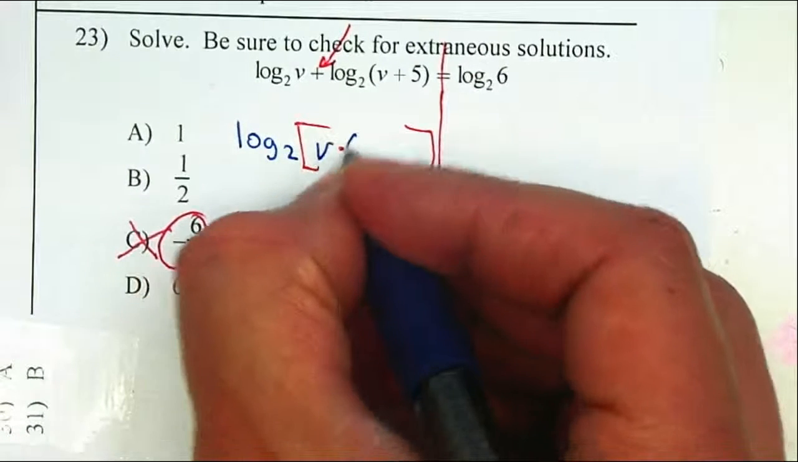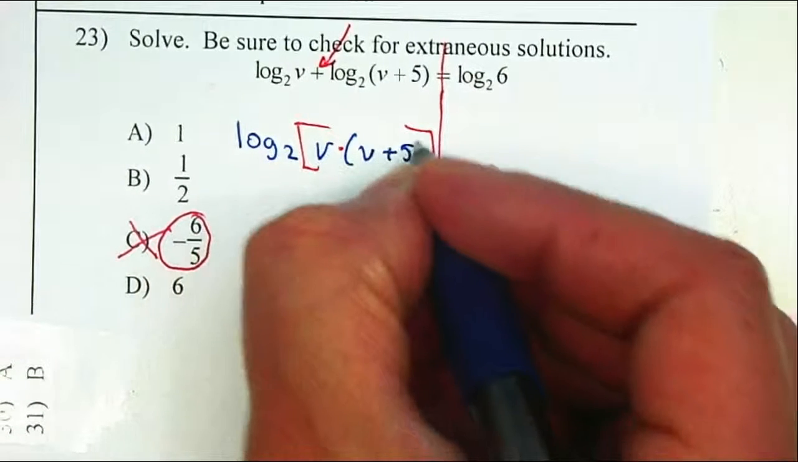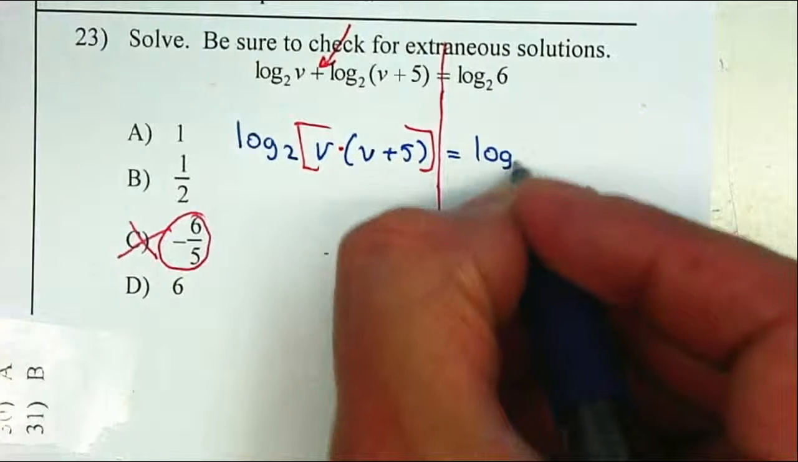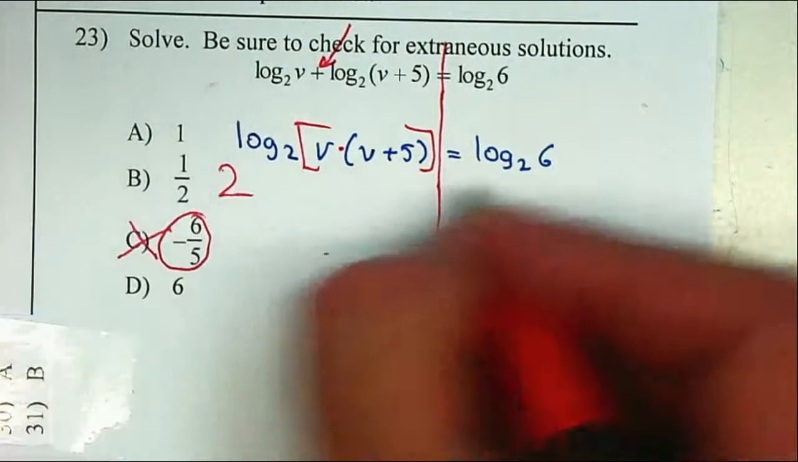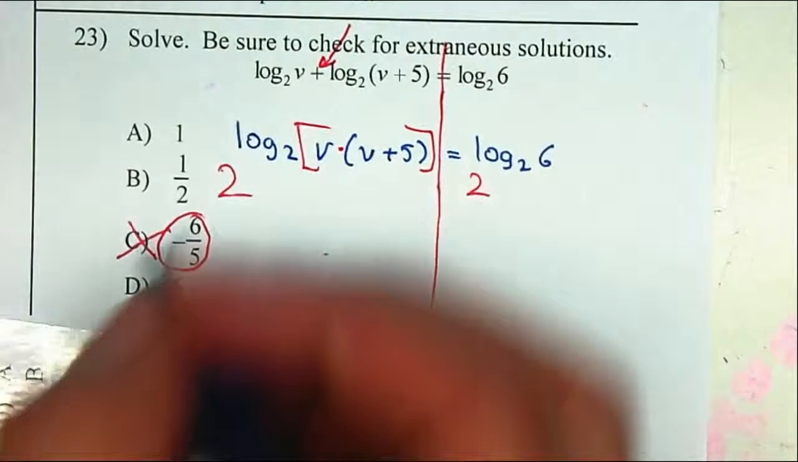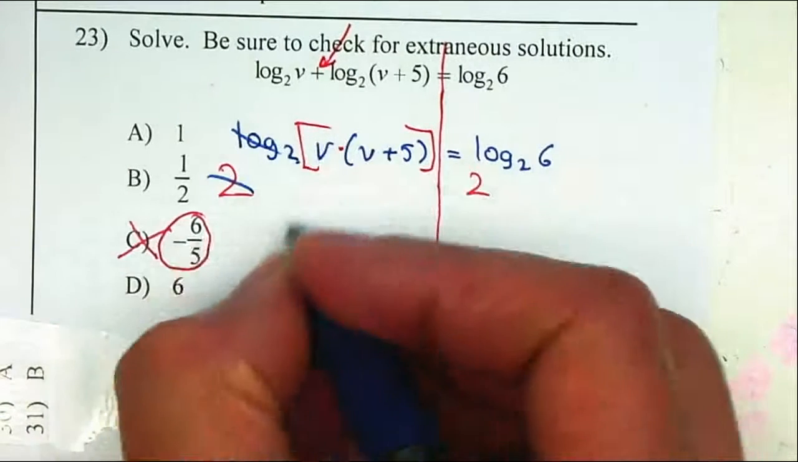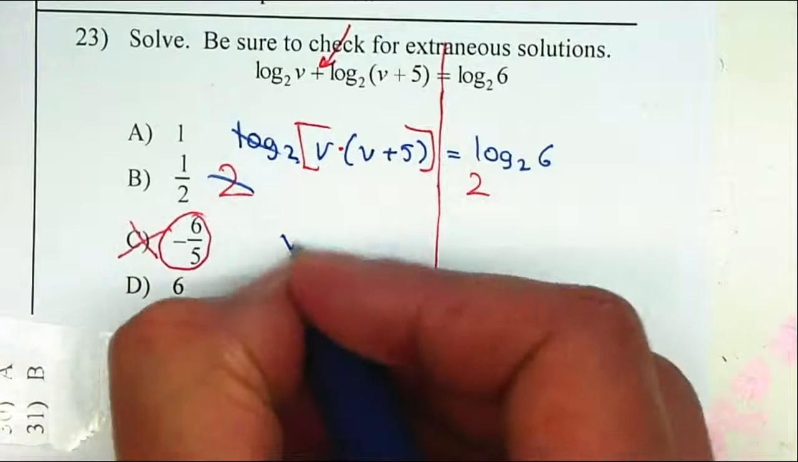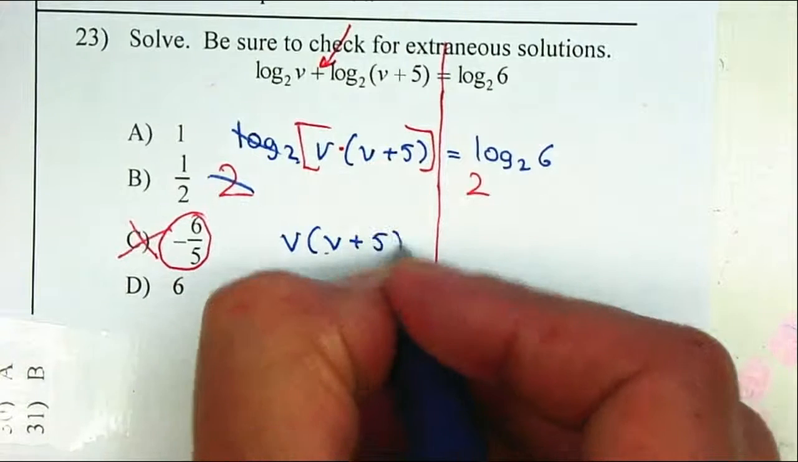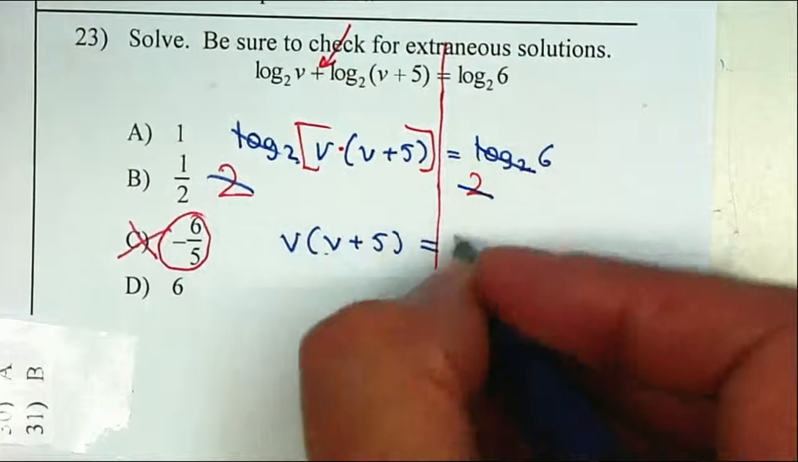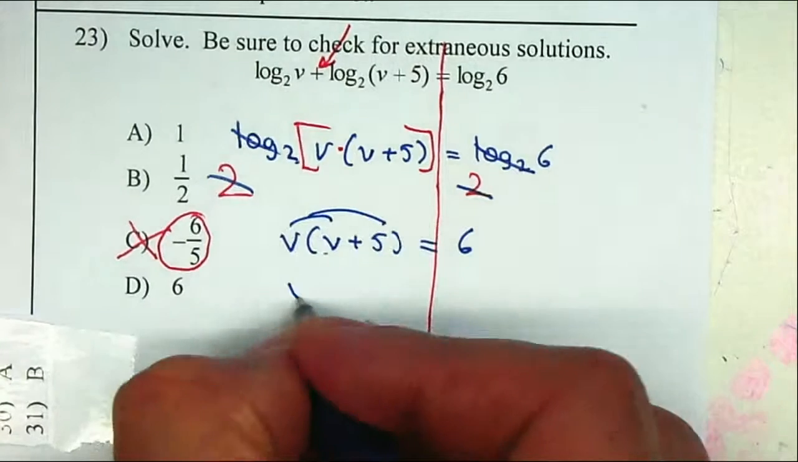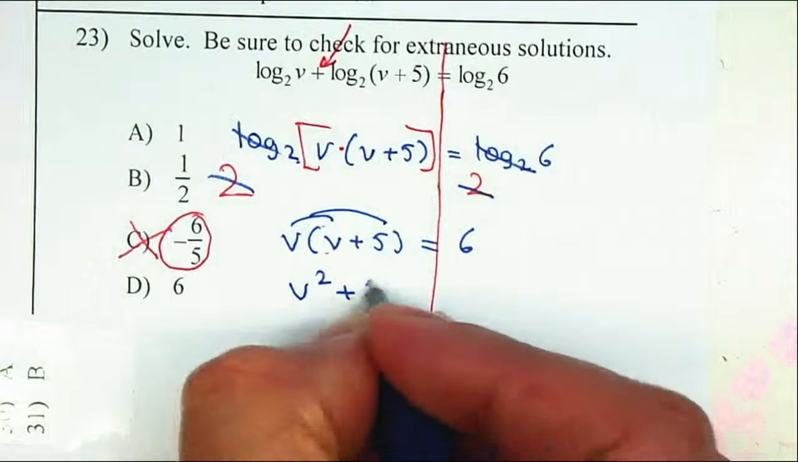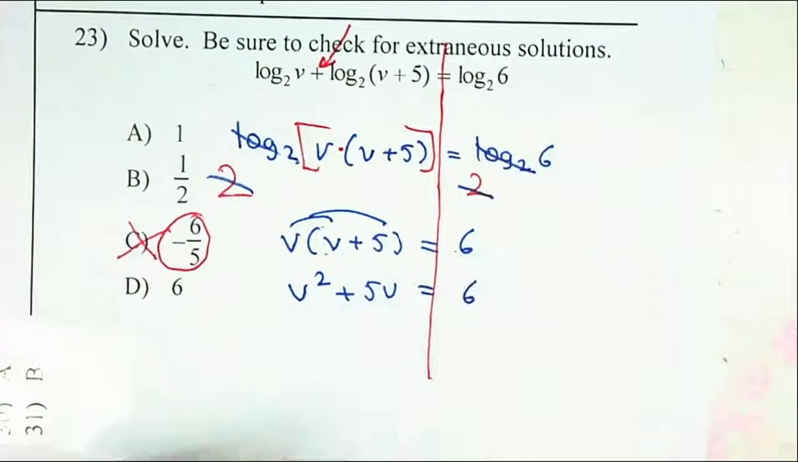So the v multiplied by the v plus 5 is equal to the log base 2 of 6. Now to get rid of the log, I'm going to do the exponent. Opposite of a log will be a base. Cancel. So it gives me a v and a v plus 5. That cancels as well, gives me a 6. From here I'm going to use the distributive property, gives me v squared plus 5v is equal to 6.